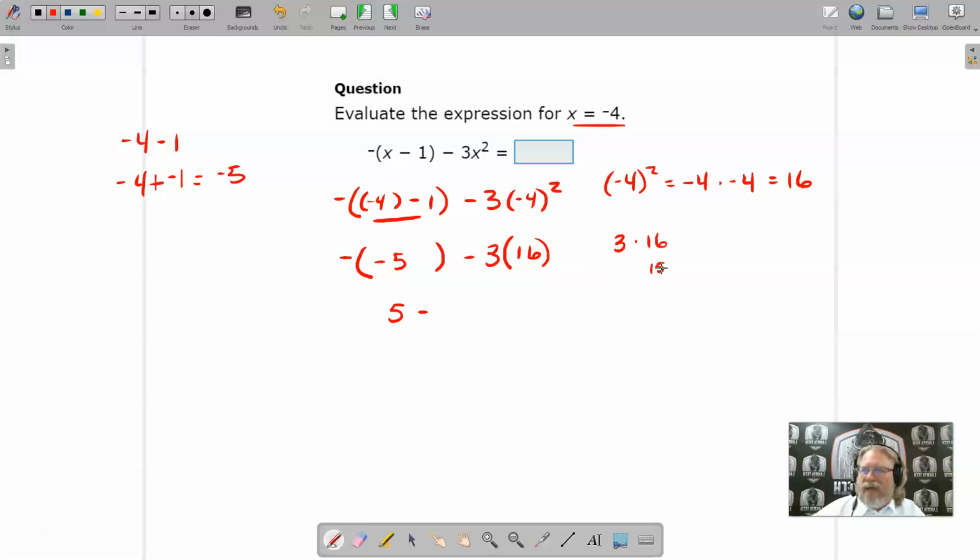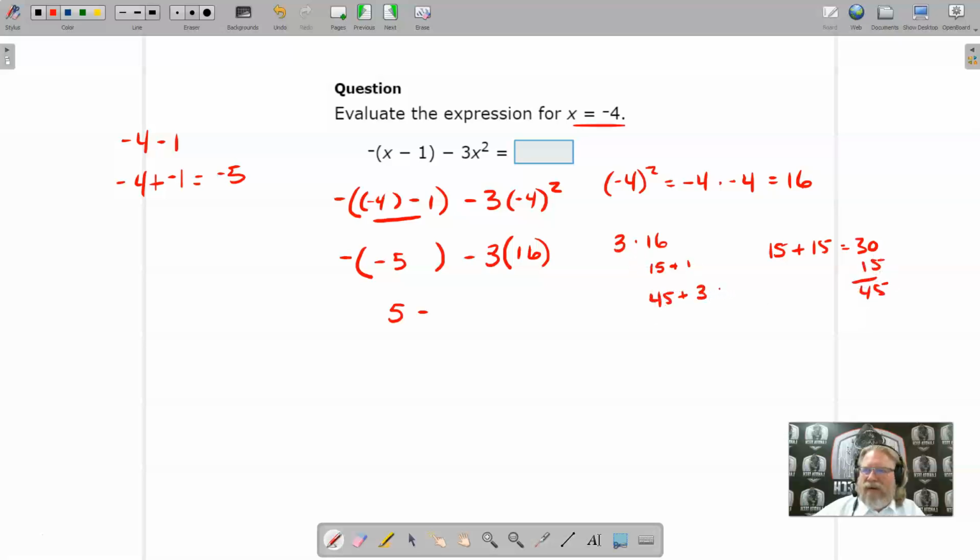I'm thinking that 16 is the same as 15 plus 1. And I know that 3 times 15, well, in my head I'm thinking 15 plus 15 equals 30. And another 15 would be 45, right? So that would be 45. And then 3 times 1 is 3.